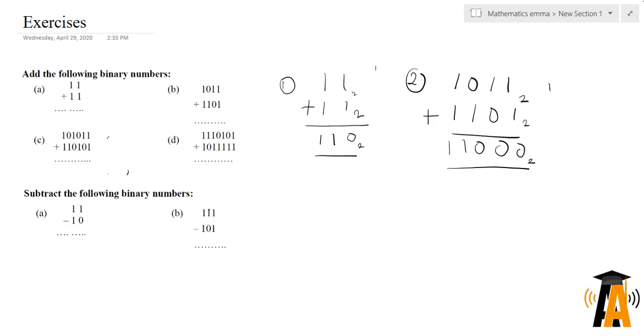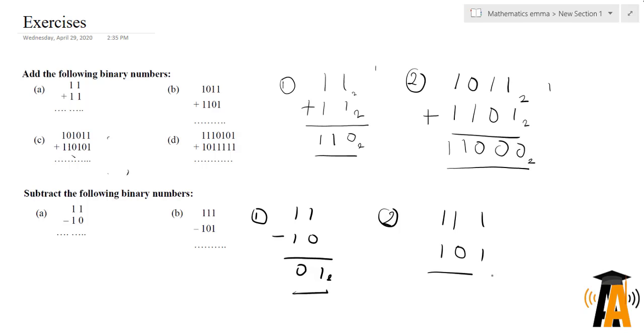So let's look at some few examples under subtraction. The first one here is 1 1 minus 1 0. Now 1 minus 0 is 1, and 1 minus 1 is 0, base 2. So that's all for that. Now the second one we have 1 1 1 and 1 0 1, base 2 also. So 1 minus 1 is 0. 1 minus 0, we have it as 1, and 1 minus 1 is 0 again, in base 2.